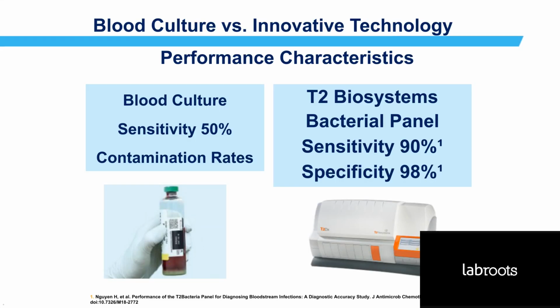If we look at performance characteristics for the gold standard, which has traditionally been the blood culture, and compare it to magnetic resonance technology, you can see that the magnetic resonance technology with a sensitivity of 90% and specificity of 98% outperforms the traditional blood culture. The sensitivity of blood culture is overall low at 50%, and that's partly because blood culture depends on the blood volume drawn, the timing of the blood draw, whether the patient has had any prior treatment with antibiotics, as well as the presence of a viable organism.